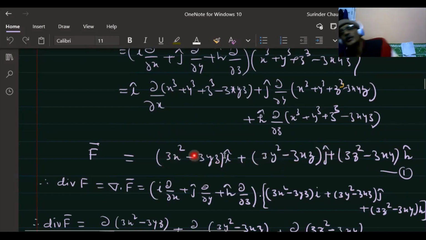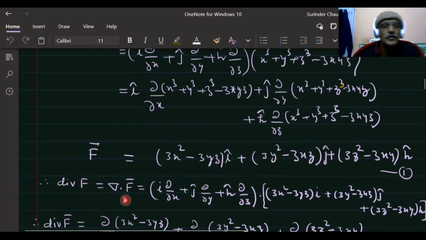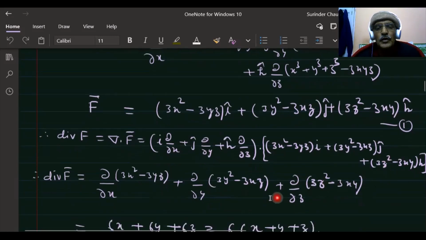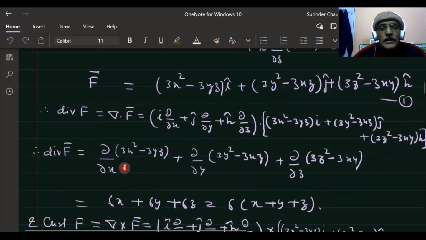Now our aim is to find the divergence of this F vector, that is, del dot F vector. Substituting del dot F in component form, this will be ∂/∂x of the x component plus ∂/∂y of the y component plus ∂/∂z of the z component of this F vector. When you differentiate them, this is 6x and the constant term gives 0. Now ∂/∂y gives 6y, and the constant gives 0. Similarly ∂/∂z gives 6z, and this is 0. So 6 is common.